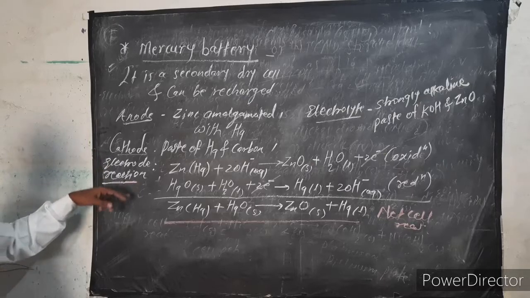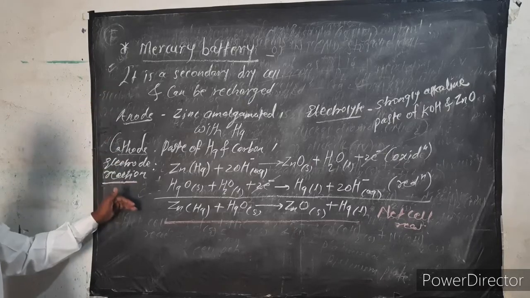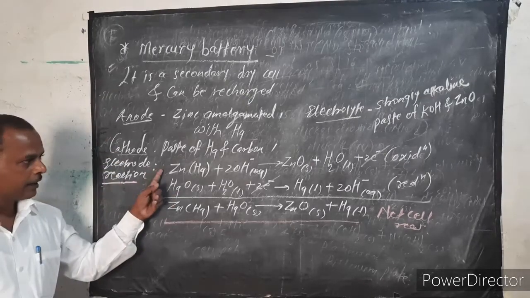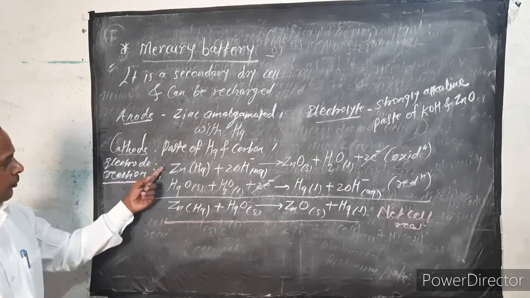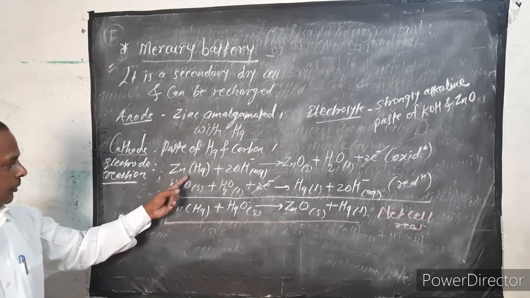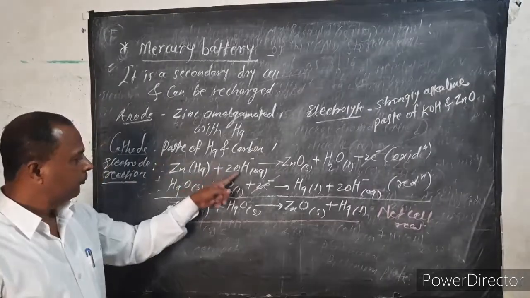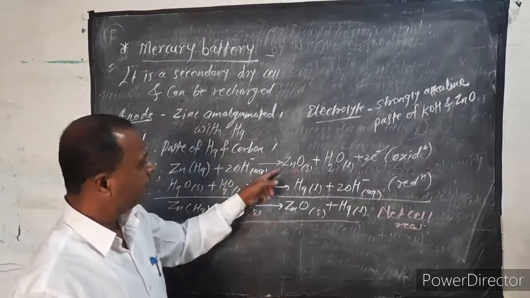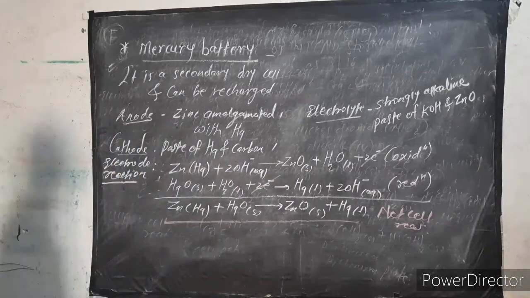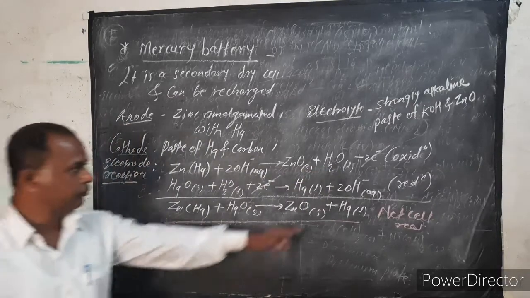Now, the electrode reactions that take place in this mercury battery. Here is the anode, and this is the cathode. At the anode, zinc is in contact with this, and the zinc is amalgamated with the mercury. So two OH minus aqueous is converted into zinc oxide and a water molecule, with the loss of two electrons.